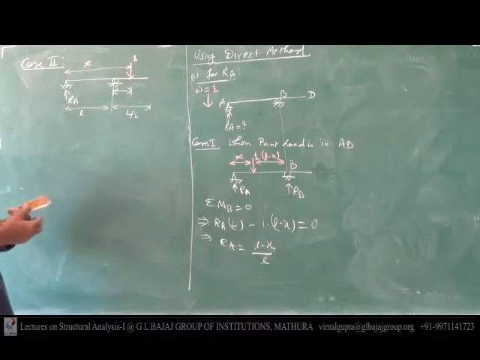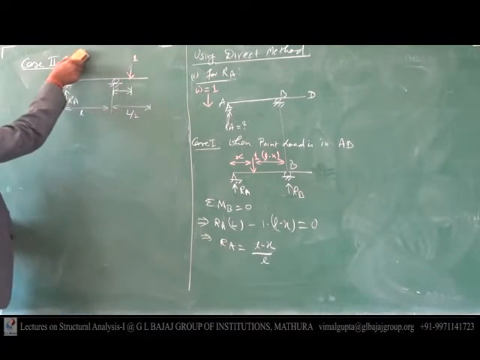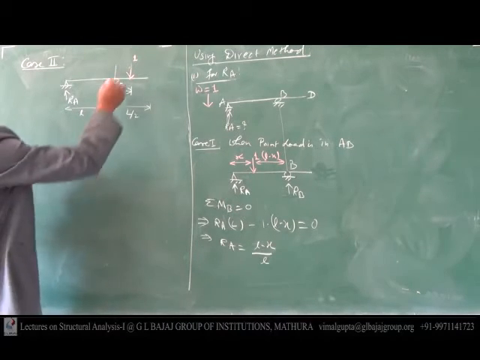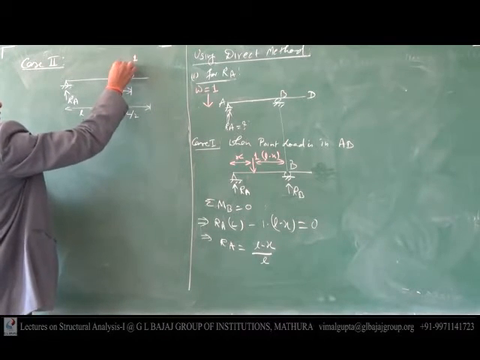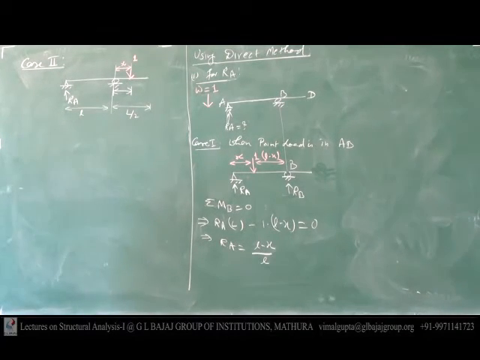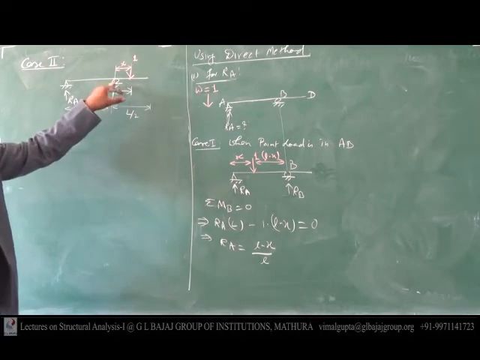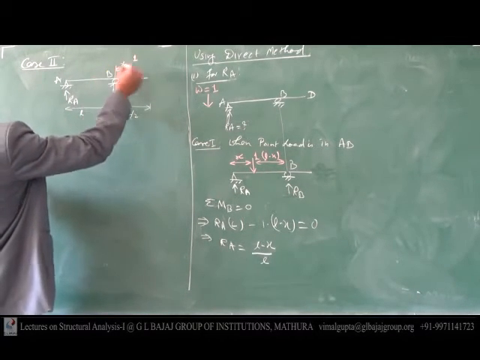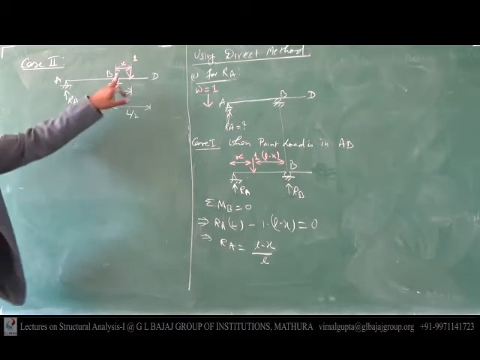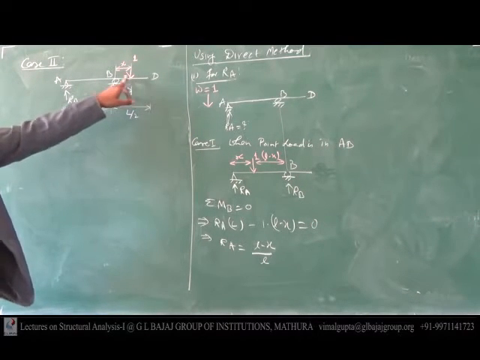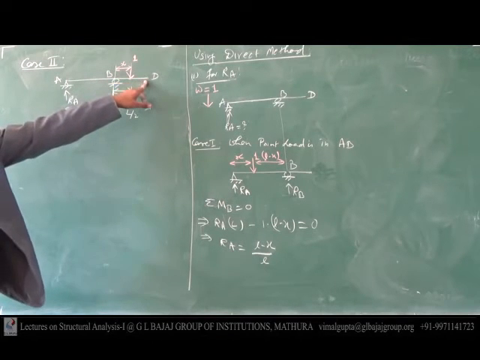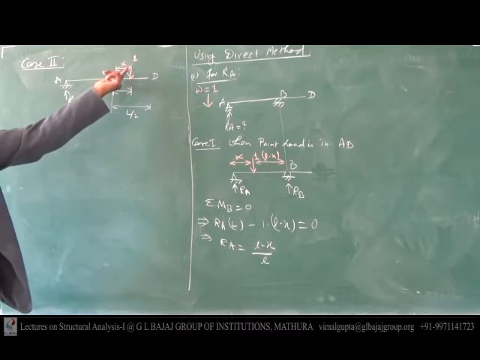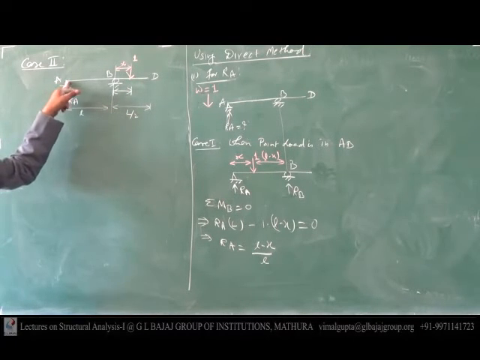Why are you taking X from here? If you take X from here, no problem, take X. This is A, this is B, and this is point D. So here this unit load has to be moved only from point B to D, that has to be moved. So it is better to take that X from here.